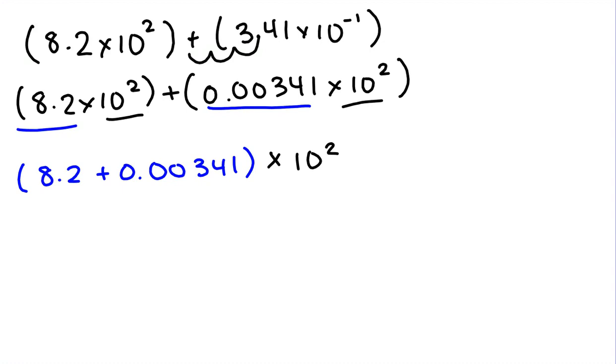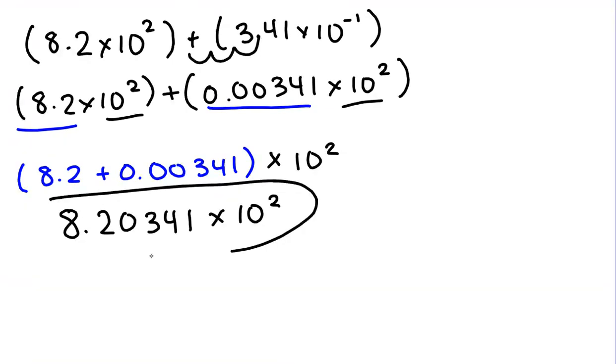So when we add these two numbers together, we get 8.20341 times 10 to the power of 2. This is less than 10, so we're just going to leave it like that.